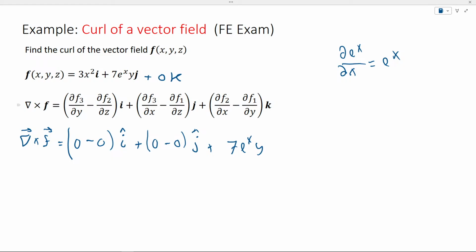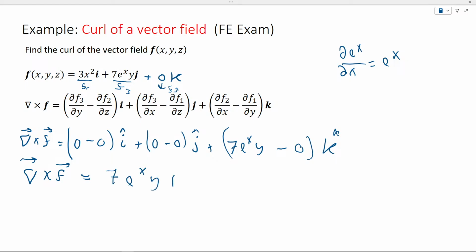So here, ∂f1 with respect to y. This is my f1, this is my f2, and this is my f3. So here it's telling you ∂f1 with respect to y. I don't have any y here, so this would be minus 0, and that would be in the k direction. So the curl of this function is equal to 7e^x in the k direction. That's basically the curl of this field.